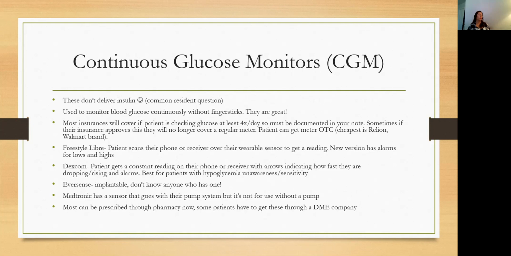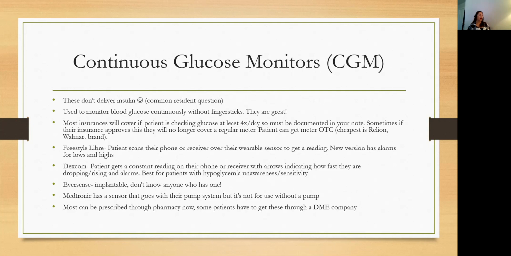Most insurances will cover these if the patient is checking their blood sugar 4 times a day. So basically they need to come see you and you need to document in your note that the patient's checking 4 times a day with readings, because a lot of times the insurance will request your notes to back up the prescription. And sometimes if their insurance approves a CGM, they might not cover a regular meter. So if that's the case, you might want to just tell the patient to get a backup meter over the counter. The cheapest one is always ReliOn brand at Walmart.